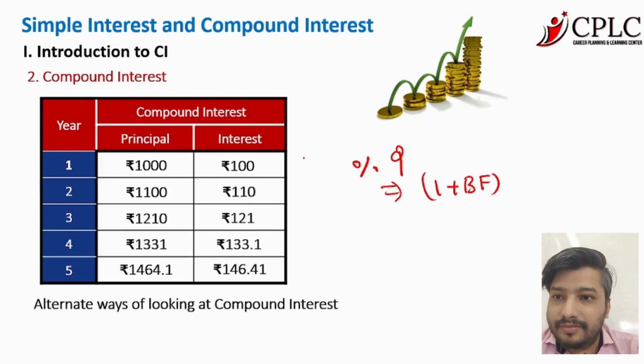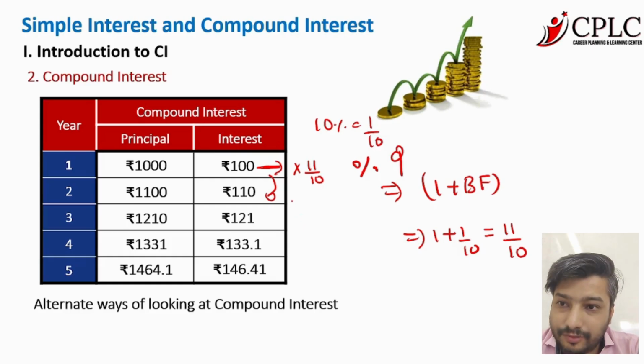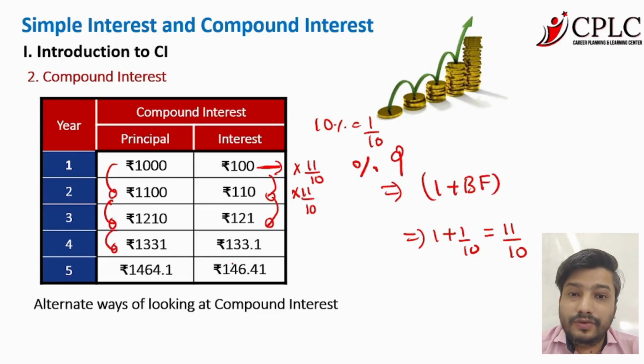Considering the same number, 10%, the fraction becomes 1 by 10. So for us this number becomes 1 plus 1 by 10, which eventually becomes 11 by 10. What this means is that if you take one number and multiply it by 11 by 10, you are going to get the next number. Again, if you repeat the process and multiply that number by 11 by 10, you get the next number, and so on. And when we do that for the principal also, the same philosophy holds true.